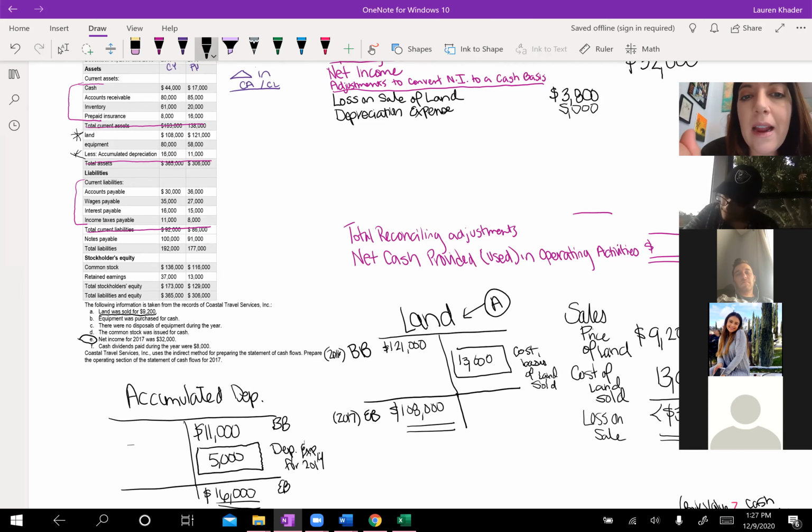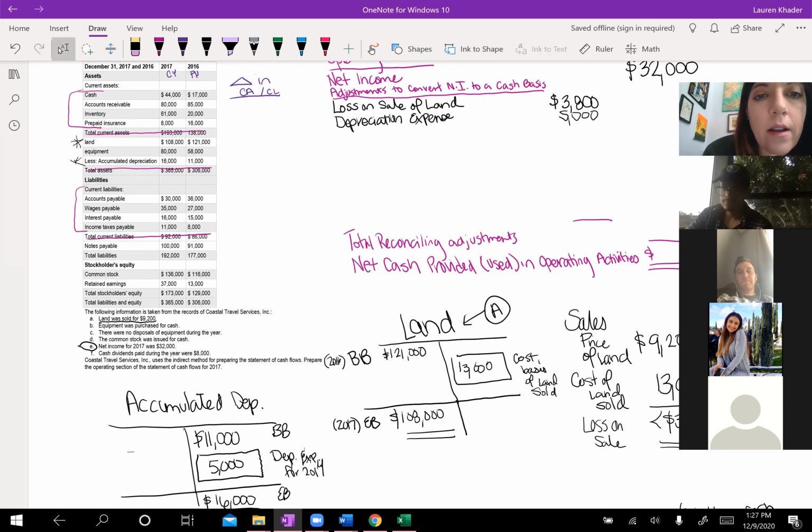The remaining items are going to be the changes to those current asset and current liability accounts. So we're going to start with the calculations over here. Accounts receivable went from 85,000 in the prior year to 80,000 in the current year. It decreased by 5,000.